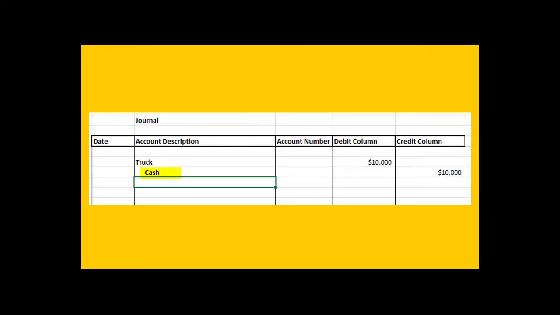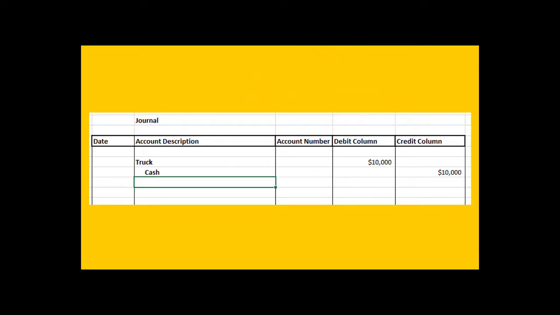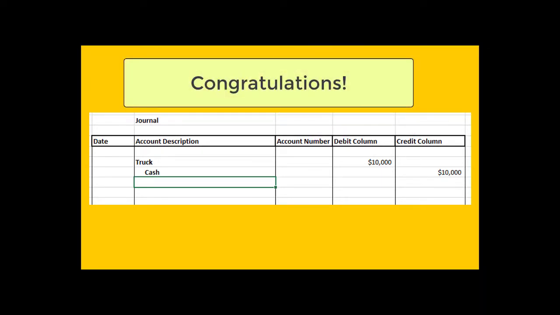Another option is to use cash instead of a loan. In that case, we are increasing one asset, the truck, but we are using up the cash. To decrease the cash, we use a credit for that account. Now you know how to do a journal entry for the purchase of a fixed asset so that it shows up on the books.